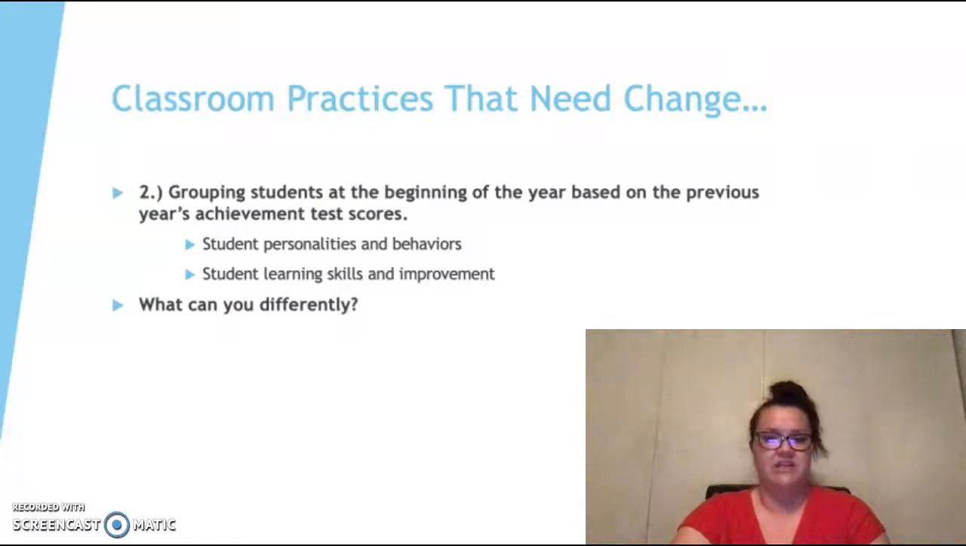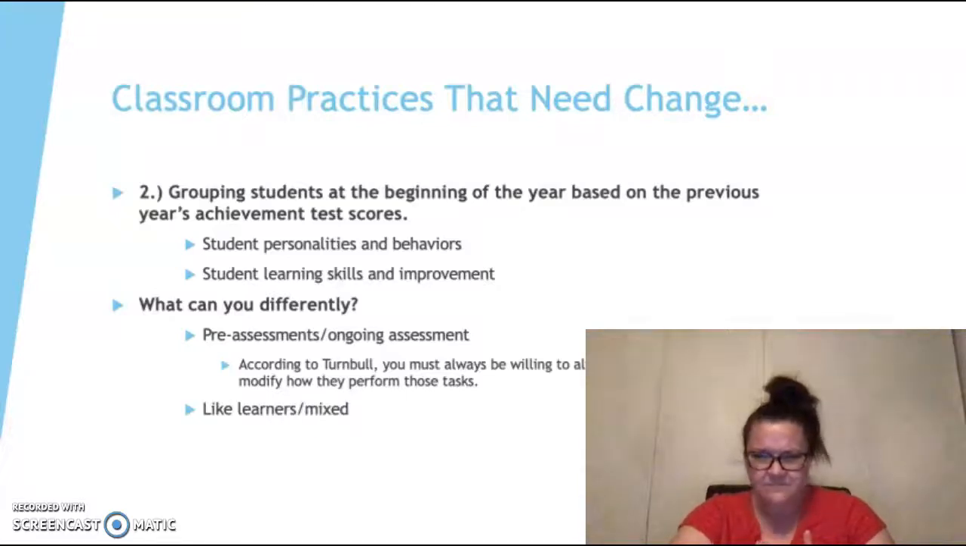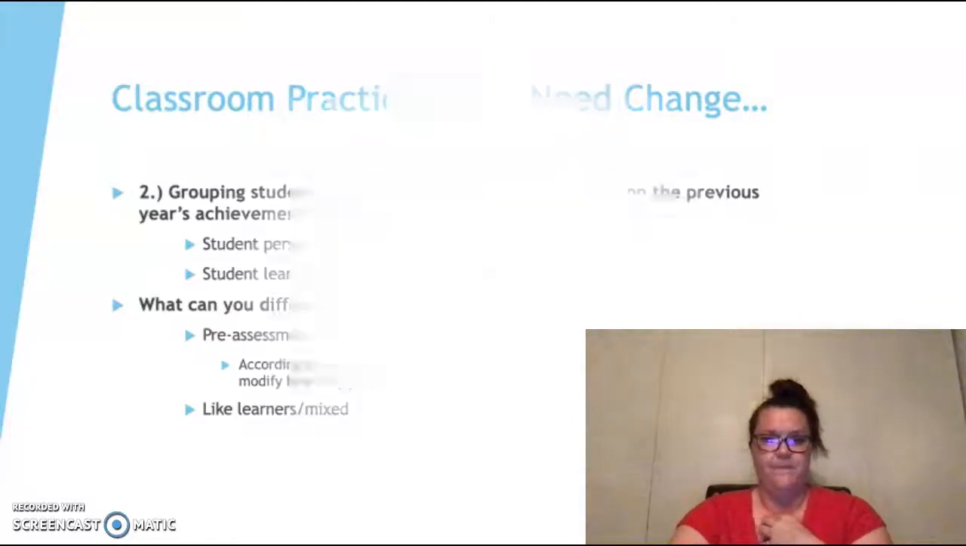So what can you do differently in regard to grouping students? Use pre-assessments as well as ongoing assessments. According to Turnbull, you must always be willing to alter some students' tasks and modify how they perform those tasks. Teachers should not only consider grouping students with like learners, but also have mixed groups of various levels of learning. This way students can learn from each other and teach others what they know.